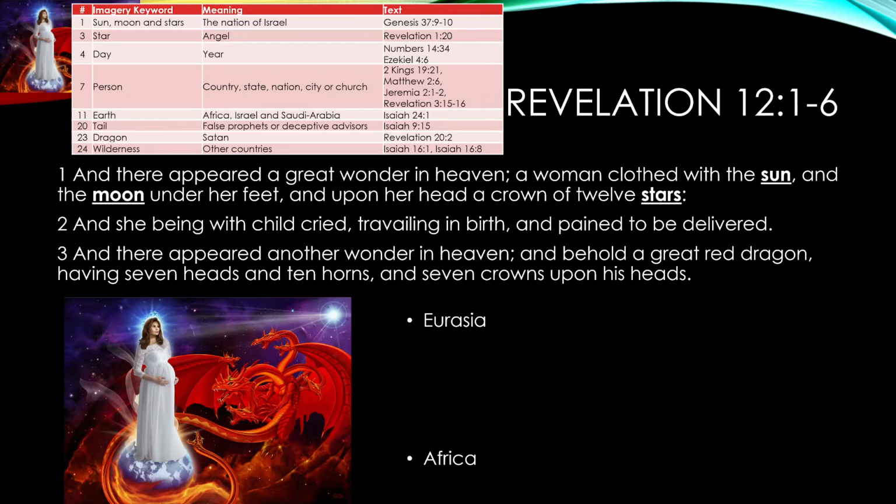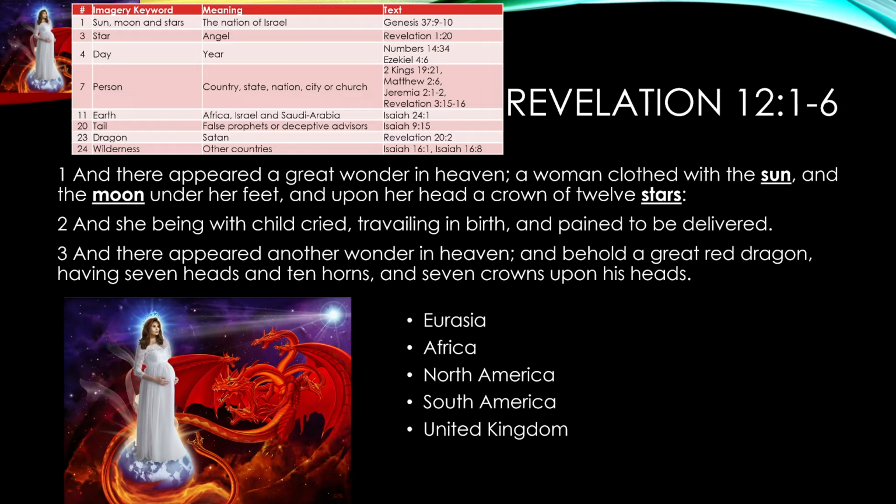Eurasia, Africa, North America, South America, England or the United Kingdom, Japan, Australia. We will also speculate that 10 horns always represent the most powerful countries in the world, and that those may change from time to time.